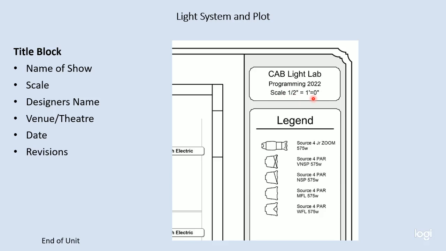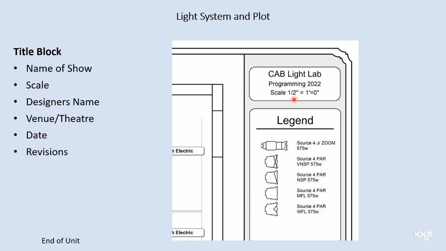The scale is important. Light plots are drawn in scale so that we can take measurements and so that we understand that everything can fit in the space. We want a drawing that is representational of what the physical space is so that we can tell where we should put the lights and how many we can put and how many will fit and whether they line up with the scenery or the scene or the people where we want them to be. So there is always a scale.